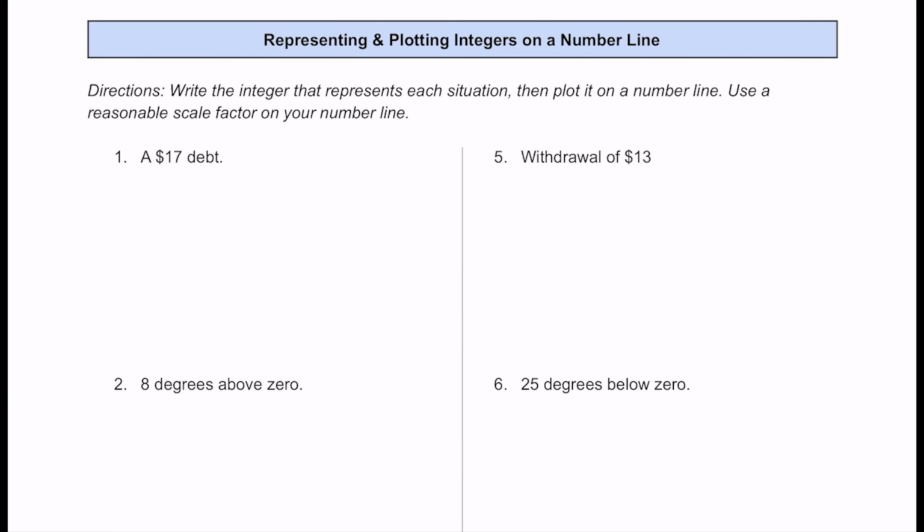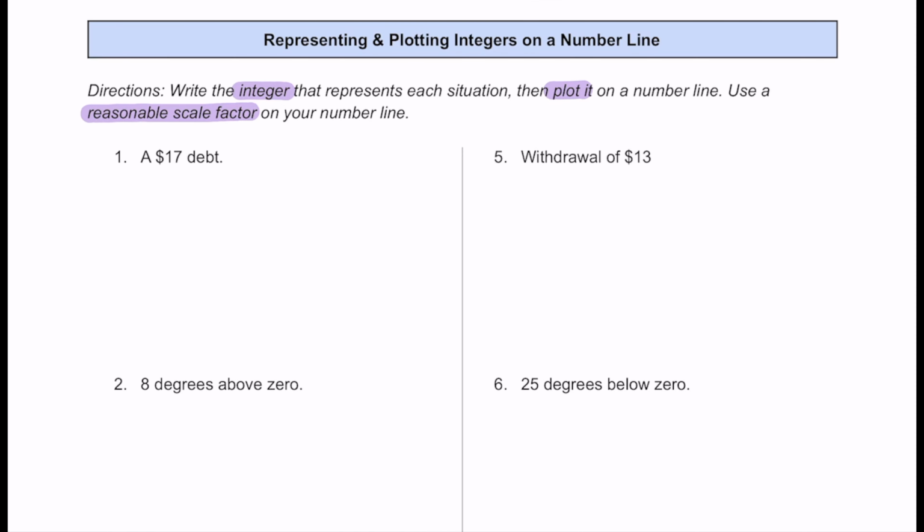Let's practice representing and plotting integers on a number line together. In each of these practice problems, we're going to write the integer that represents each situation, and then we're going to plot it on a number line. And when we're plotting it on a number line, we're going to make sure that we use a reasonable scale factor, so we're not writing too many little tick marks all over that number line.